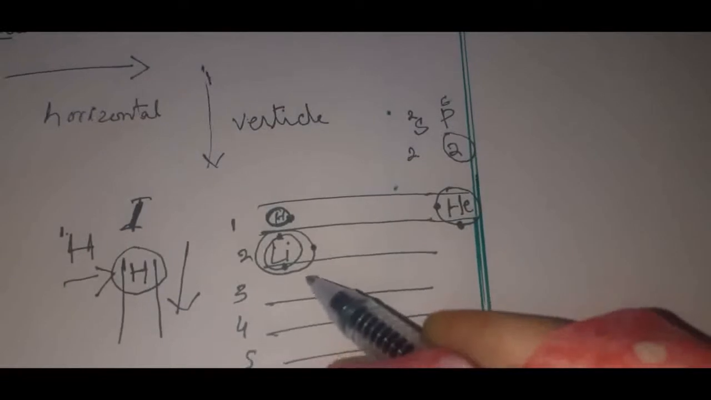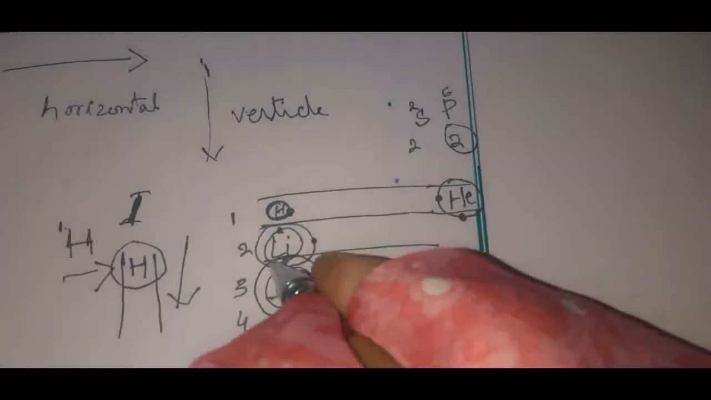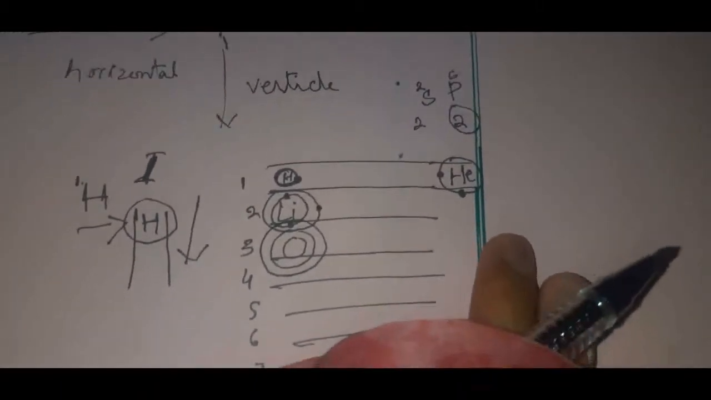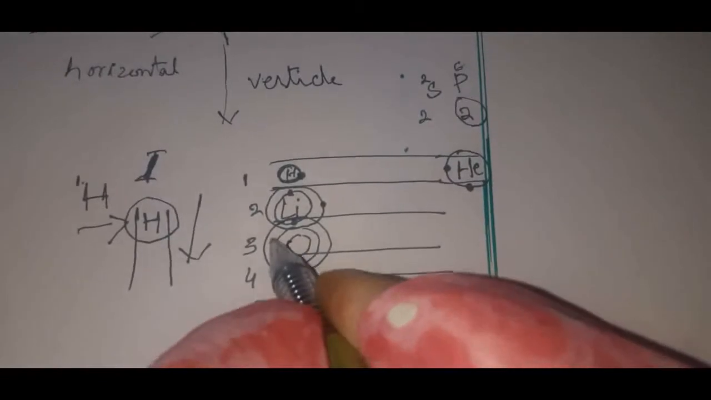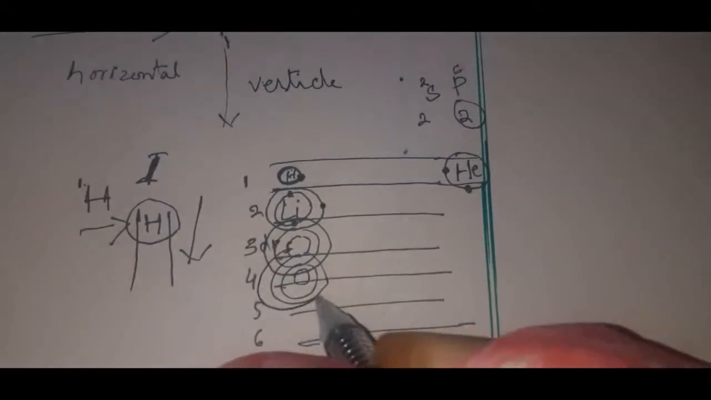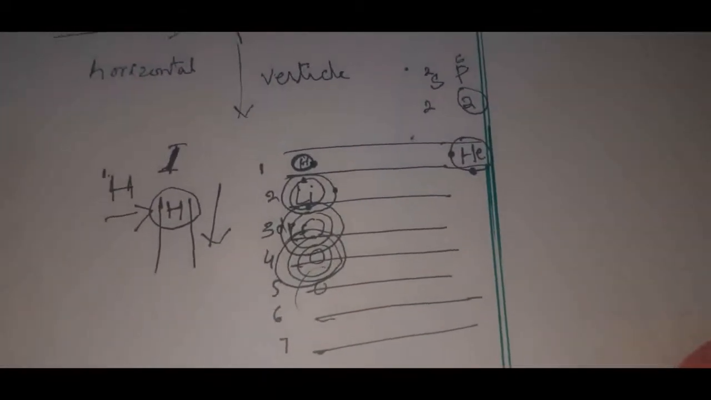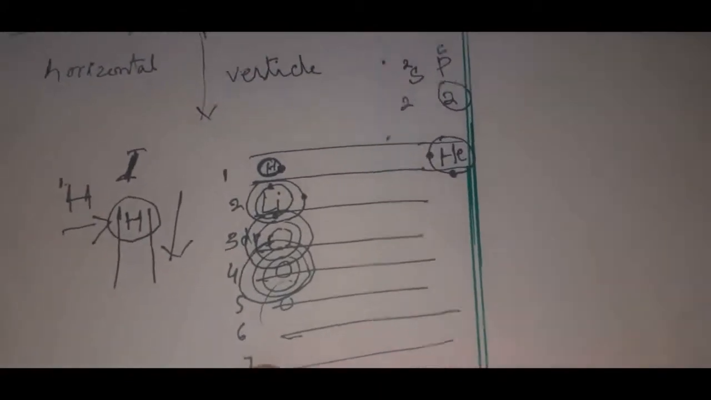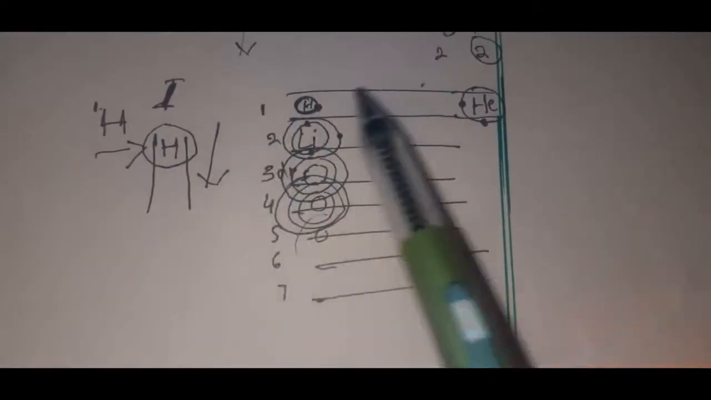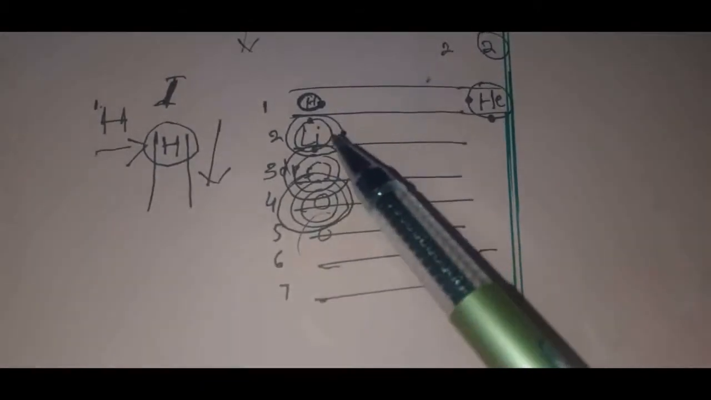Then the third level, or the third period, will have how many shells? 3 shells in its atom, that is S, P and D. Then it will have 1, 2, 3, 4 shells. Then 5 shells. In period 6 we will have 6 shells, whereas in period 7 we will have 7 shells, right? That was about period. The period demonstrates the number of shells of an element.